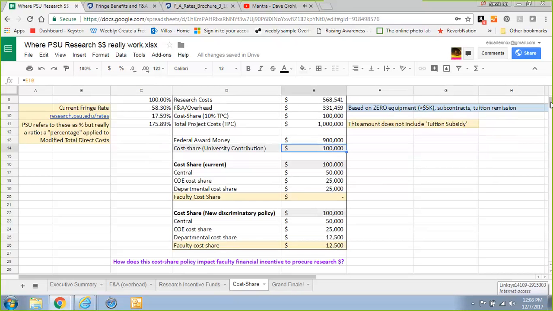So I wanted to put this in relation to the last video on research incentive funds. Faculty get an amount equivalent to 1 to 2.5% of the federal award or the sponsored research award back in the form of research incentive funds, RIF funds. But if they're also required to pay cost share, how does that balance out? And that is what I sought to give some real numbers for down here.